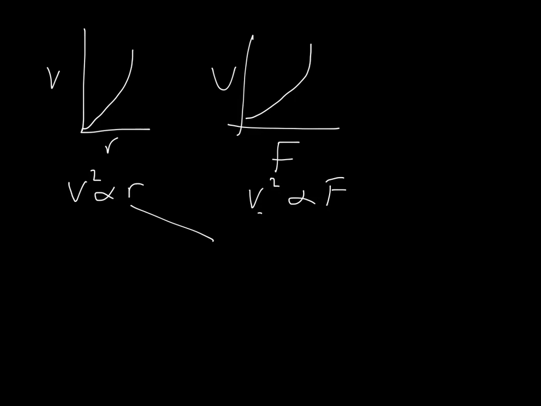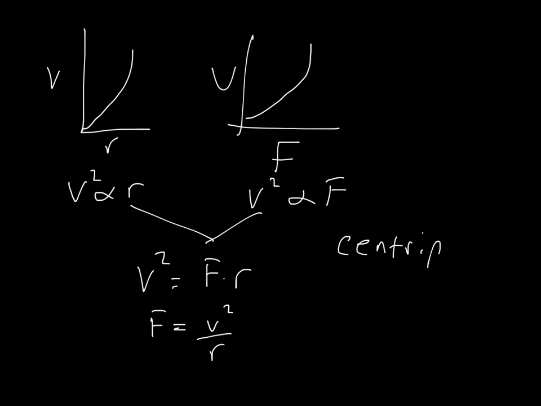If we combine these two together, then we can say that speed squared equals F times r, and that F equals speed squared over r. If we're trying to relate this back to acceleration, which we now are going to call centripetal acceleration, which is the acceleration of something moving in a circle with a constant speed, then we know that F has to equal m a_c.